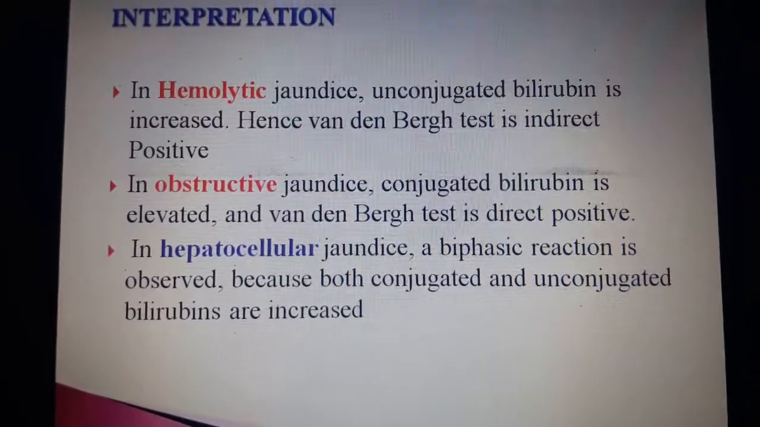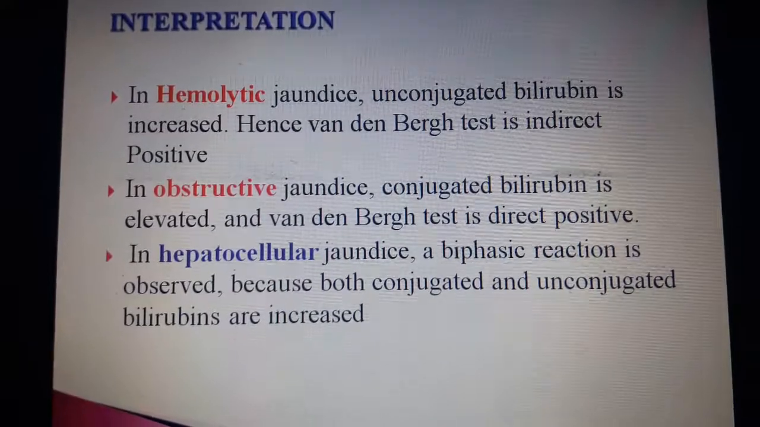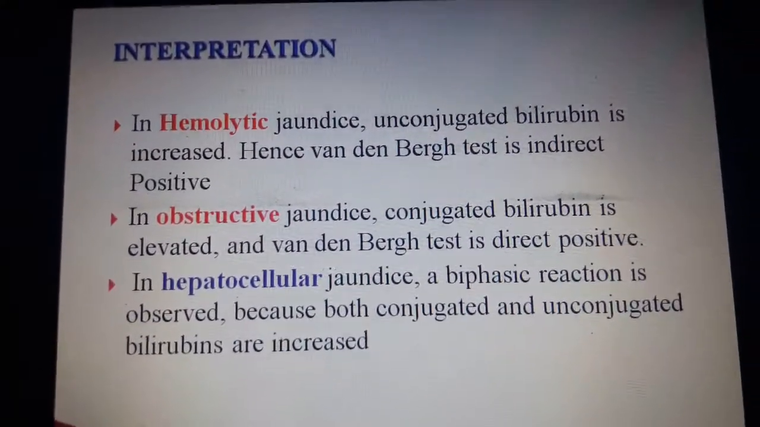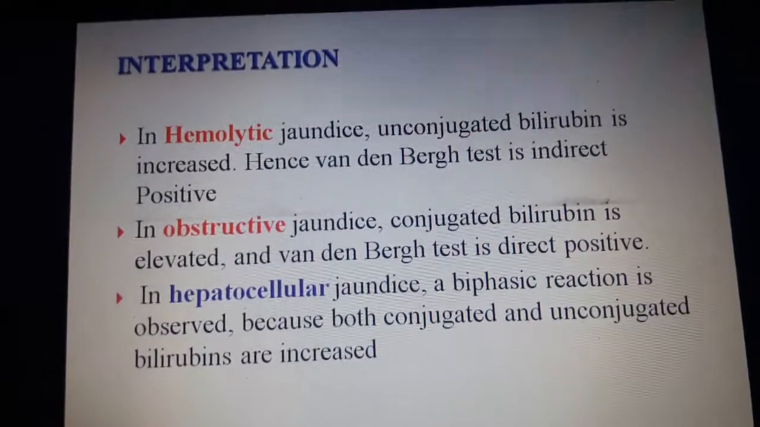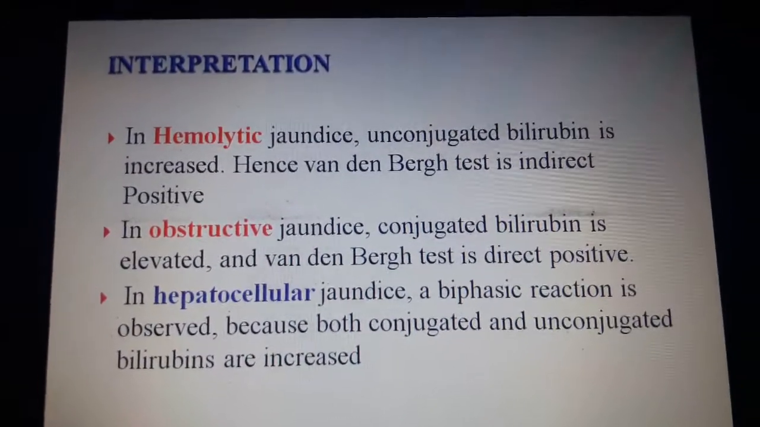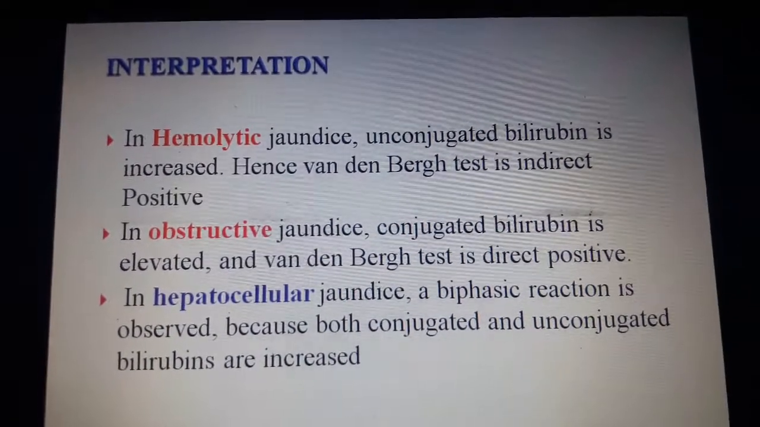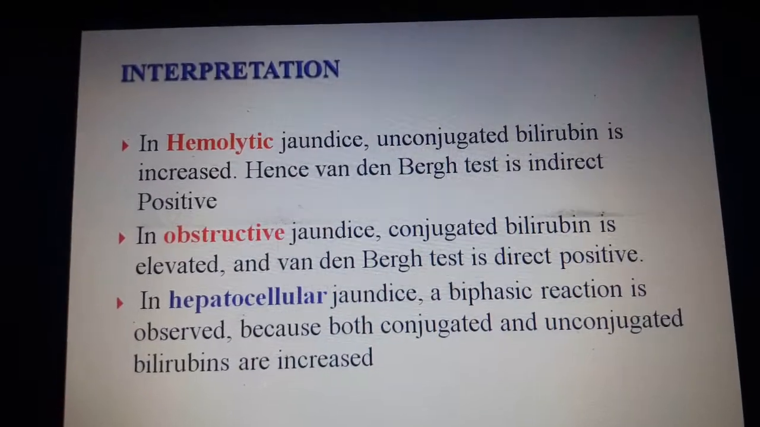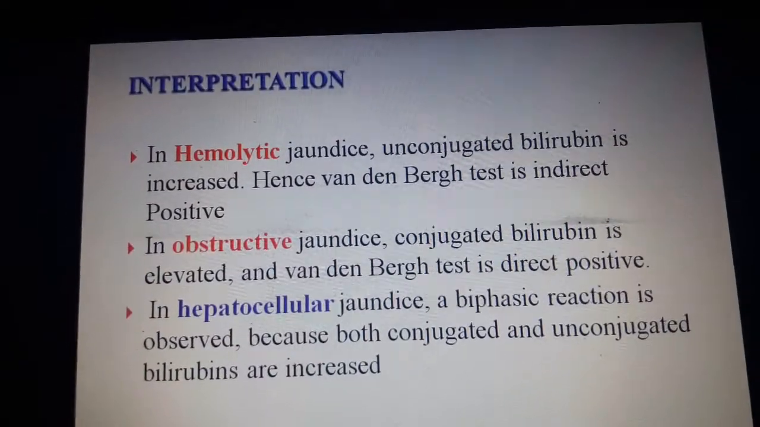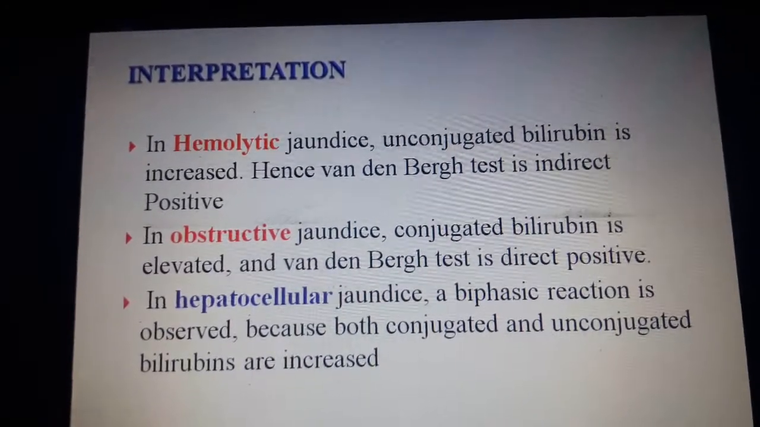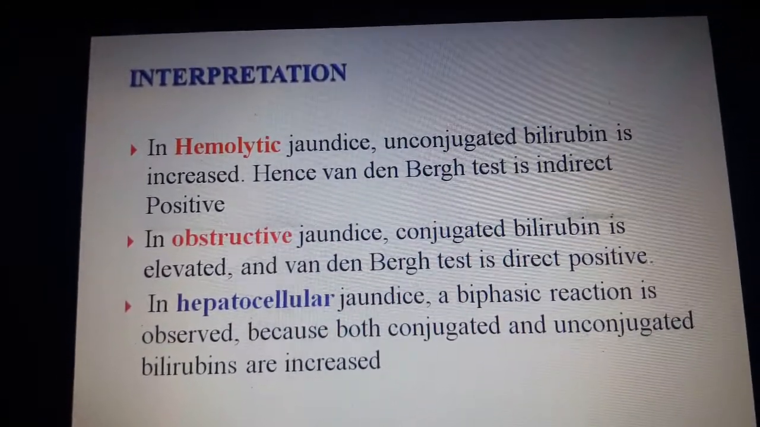Interpretation of Van den Bergh reaction. In hemolytic jaundice, unconjugated bilirubin is increased, hence Van den Bergh test is indirect positive. In obstructive jaundice, conjugated bilirubin is elevated and Van den Bergh test is direct positive. And in hepatocellular jaundice, a biphasic reaction is observed because both conjugated and unconjugated bilirubins are increased.